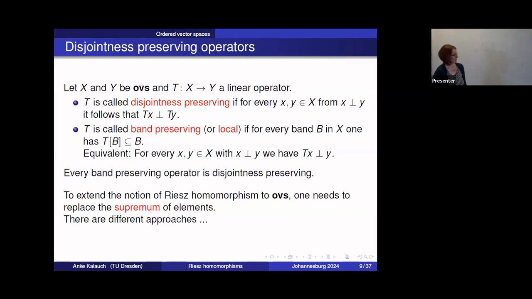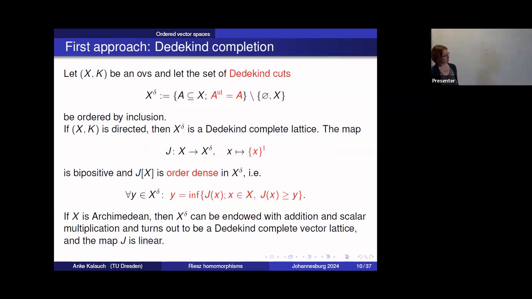So now we want to do something similar for these Riesz homomorphisms I was starting with. And if you want to replace the supremum there by sets of upper bounds and lower bounds, there are different approaches. We start with an approach that might be familiar to you.